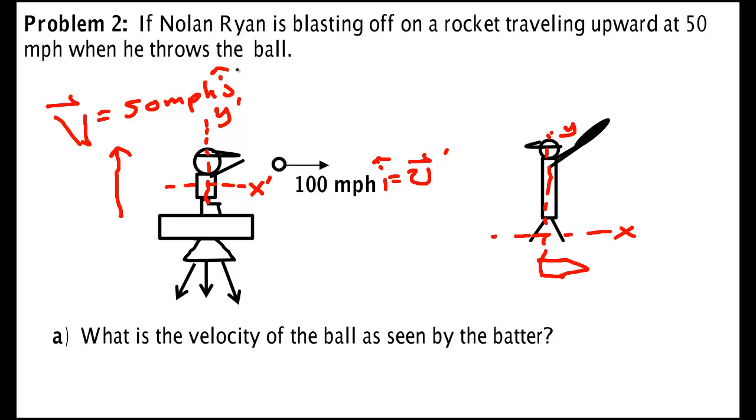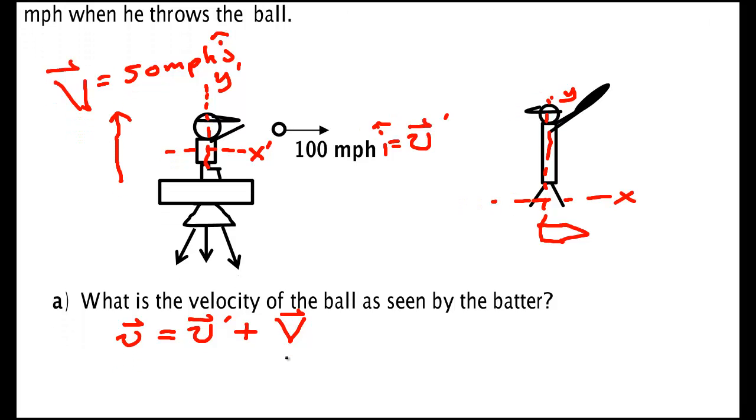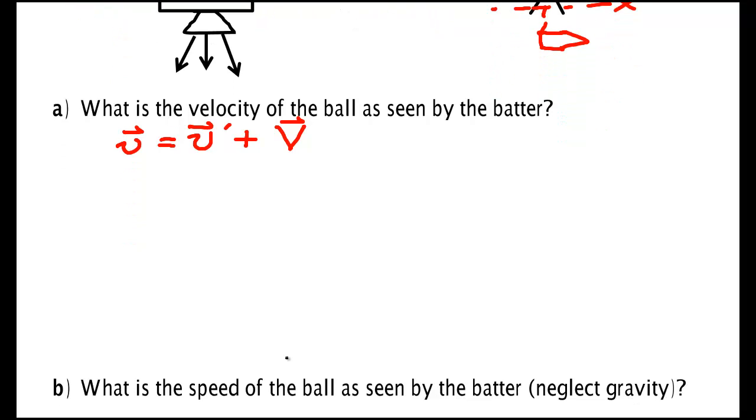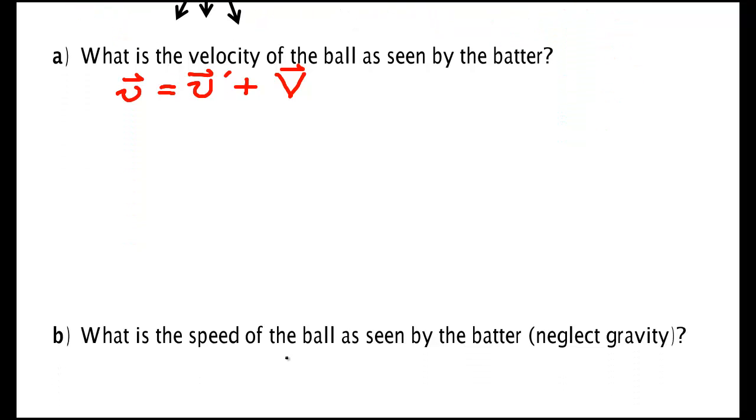Okay, so the first question says, what is the velocity of the baseball? I remind you of our velocity transformation, that the velocity of the baseball equals the velocity of the baseball seen by Ryan plus the velocity of Ryan as seen by the batter. And we have all this information above. All we have to do is put it in and apply vector mathematics. So here's an example where you can't just do your intuition and add the two speeds together. You actually really have to know the vector nature of velocity.